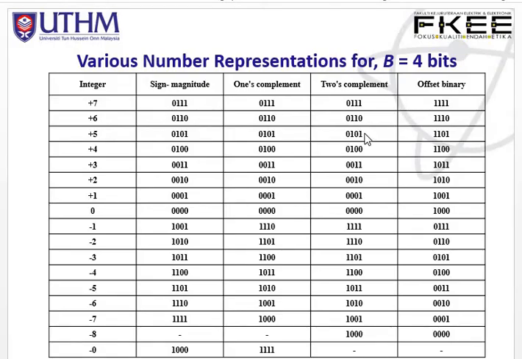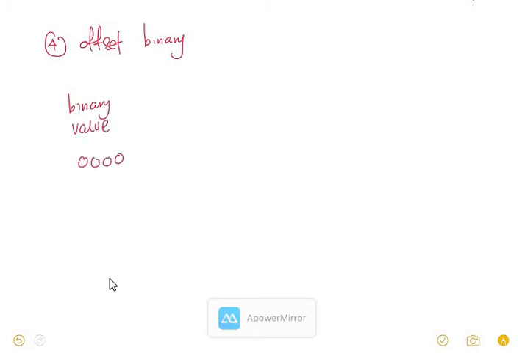For the offset binary, it's more or less like an excess or bias interpretation. For example, I have the binary values 0, 0, 0, 0, or 0, 0, 0, 1, up to 1, 1, 1, 1. And then for the excess interpretation, this is minus 7, minus 6, up to positive 7. So this is the offset excess interpretation.